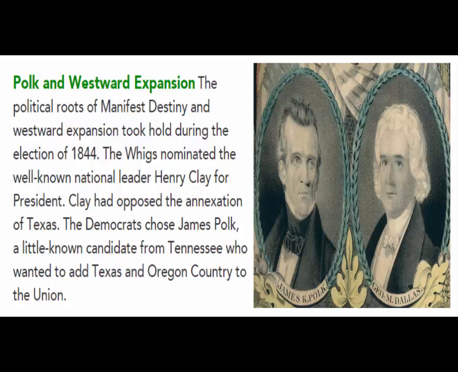Question number 5. Who were the two main candidates in the presidential election of 1844? They were good old Henry Clay and James K. Polk. Question 6. What was Henry Clay's views on annexing Texas? He was against it. He was opposed to it. Question 7. What two areas did James K. Polk want to add to the United States? He wanted to add Texas and the Oregon country.